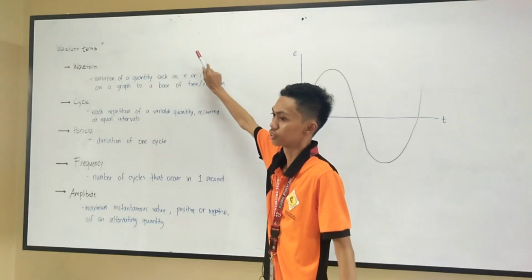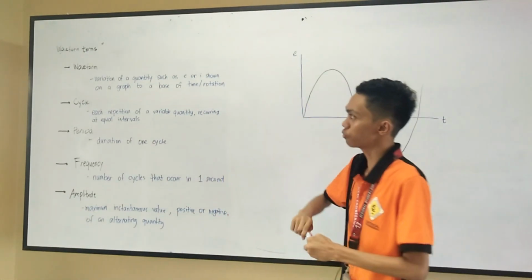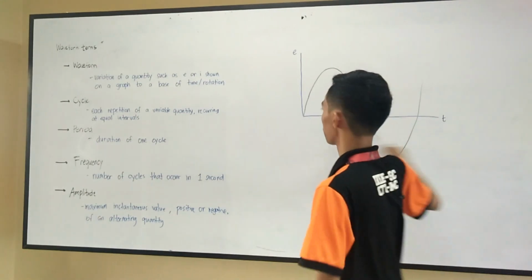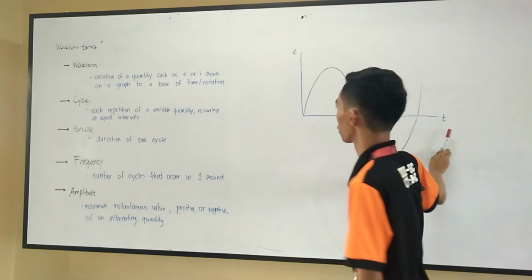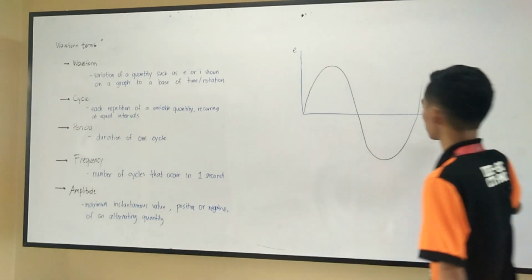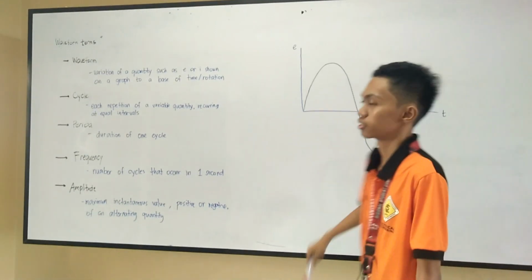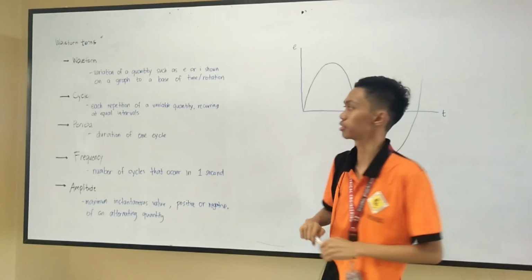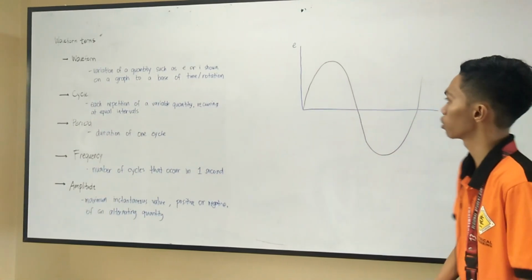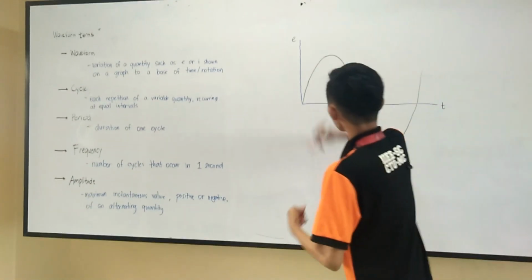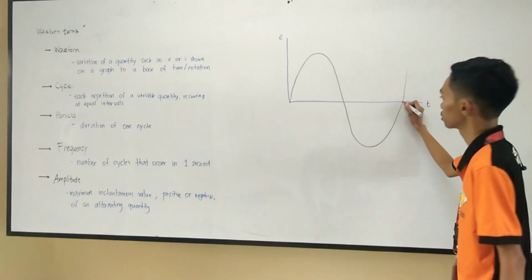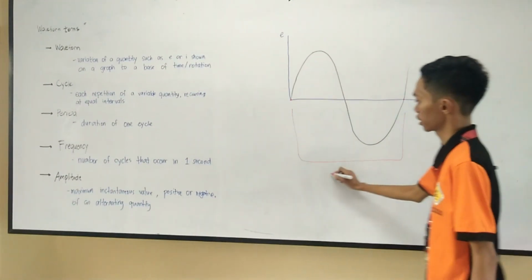Waveform terms. Now, a waveform is a variation of a quantity such as a voltage or current shown on a graph like this to a base of time or rotation. So you have an E or I versus time graph. So this is a waveform. Now, cycle. A cycle is each repetition of a variable quantity recurring at equal intervals. So from this point to this point, this is regarded as one cycle.